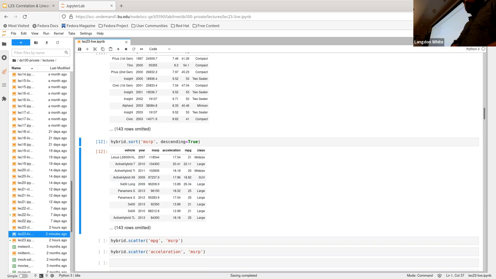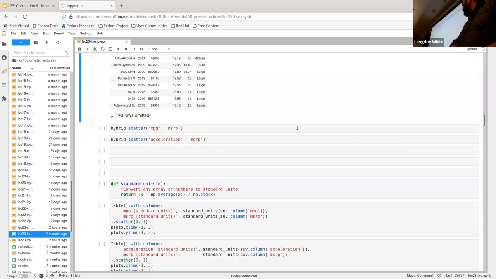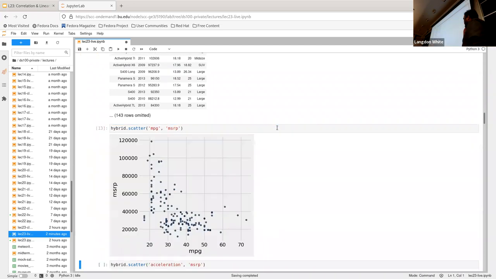But then what we want to do is look at the data against each other to prove that theory. And we do see it pretty clearly: as the price goes up, the miles per gallon goes down. So if you look at this though, what kind of pattern do you see, or what's the relationship between miles per gallon and MSRP? Do you call that linear or nonlinear?